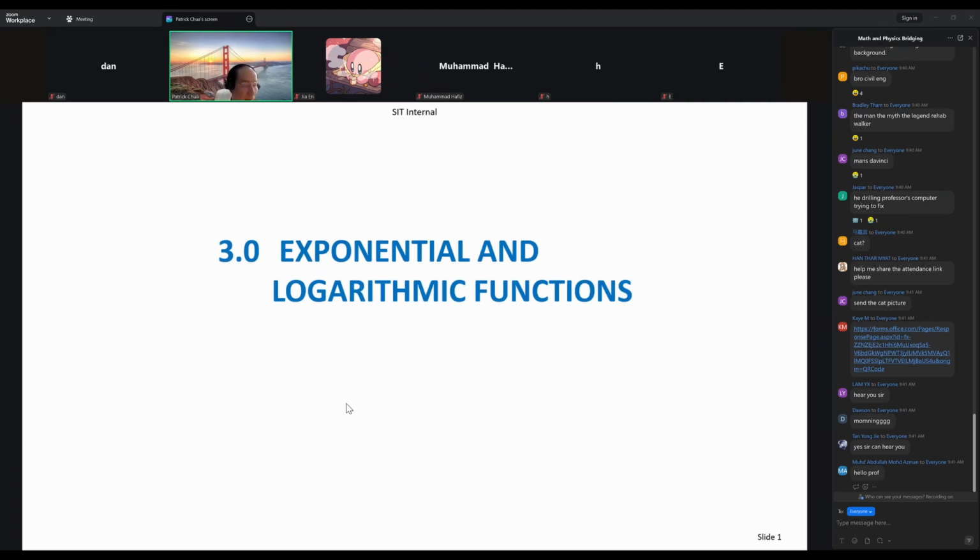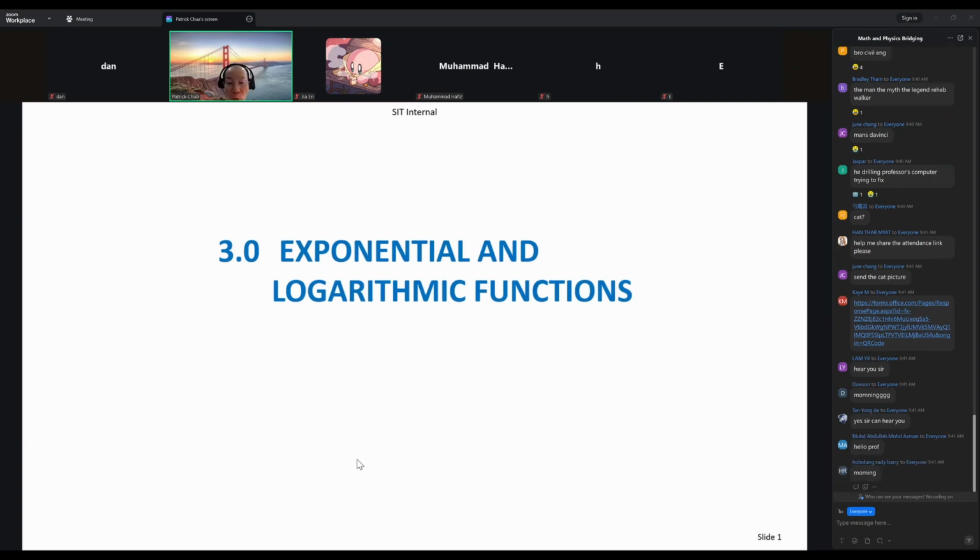Yeah, my PowerPoint slides don't seem to be able to load, and the computer is slowed down.